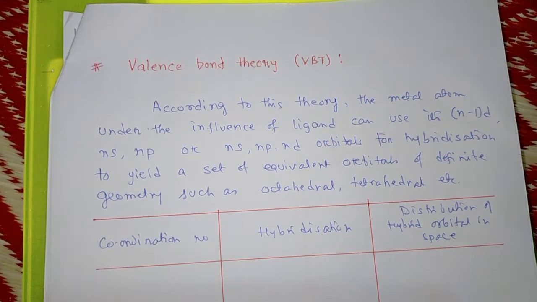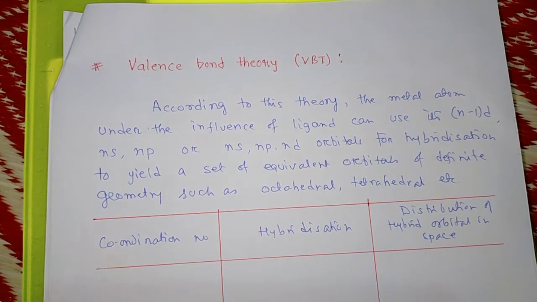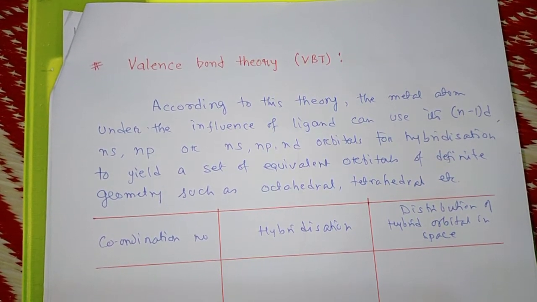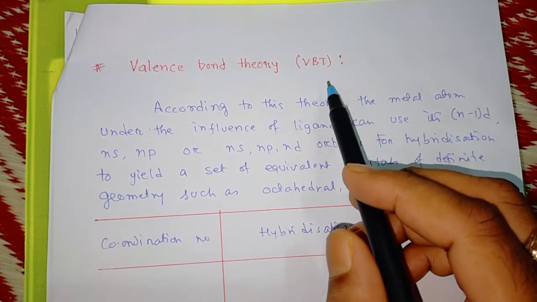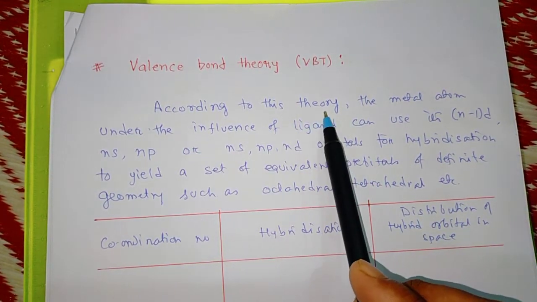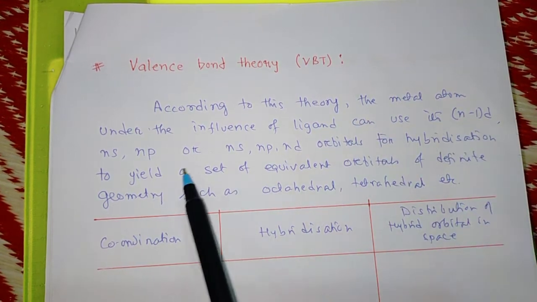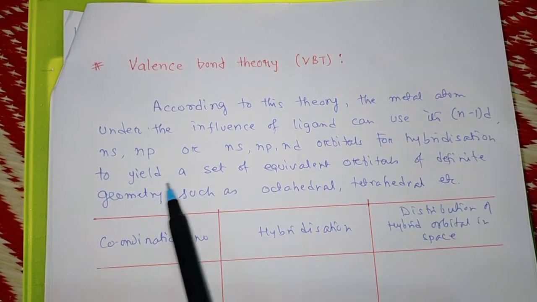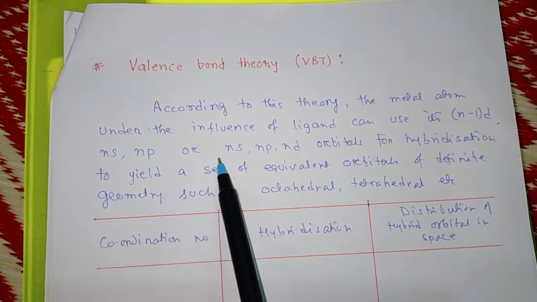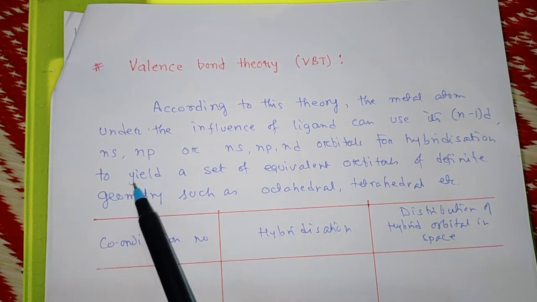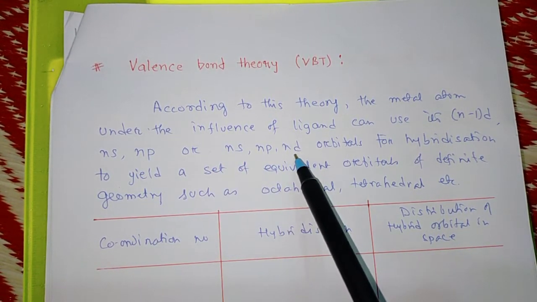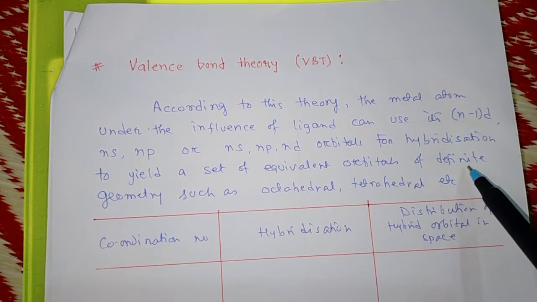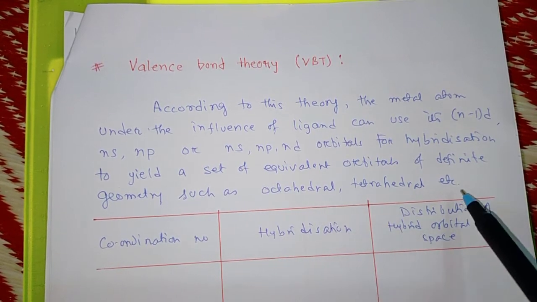Today we start one of the most important topics of this unit. This is valence bond theory. In short, it is VBT. According to this theory, the metal atom under the influence of ligand can use its (n-1)d, ns, np, or ns, np, nd orbitals for hybridization to yield a set of equivalent orbitals of definite geometry such as octahedral, tetrahedral, etc.